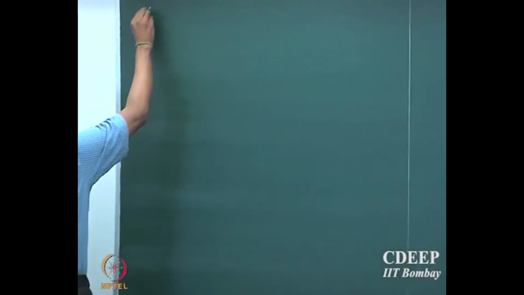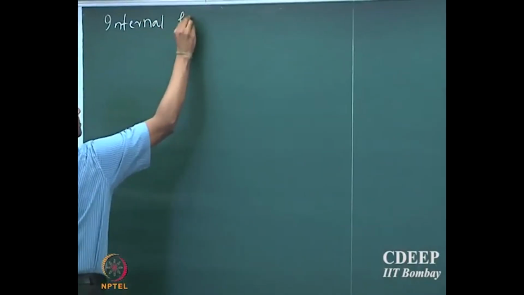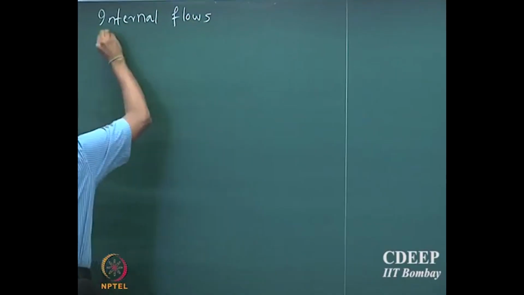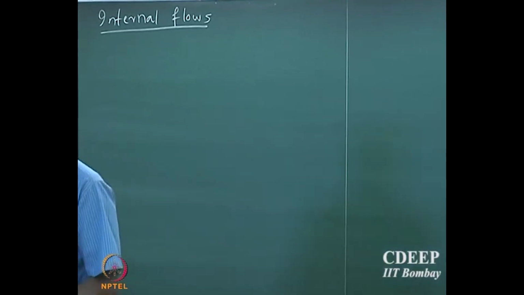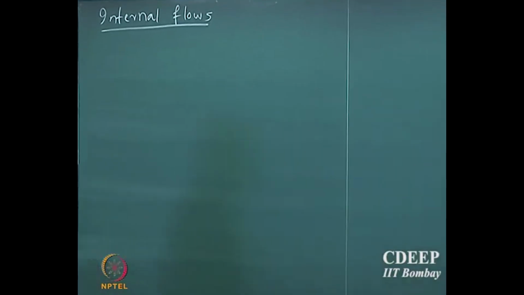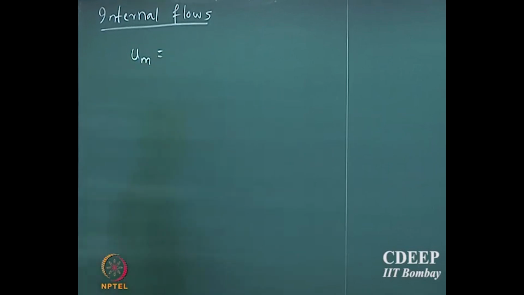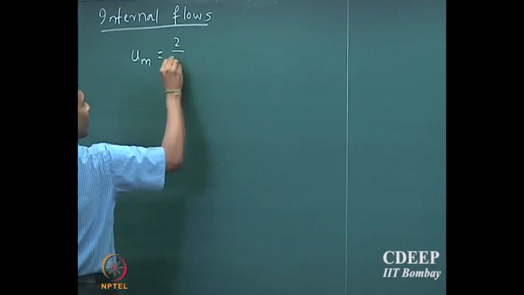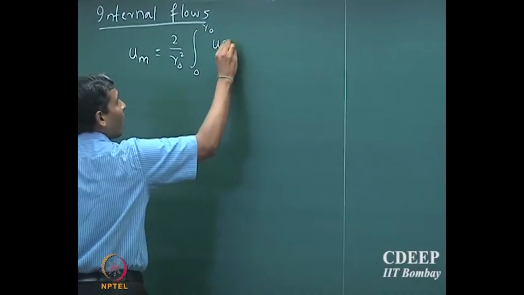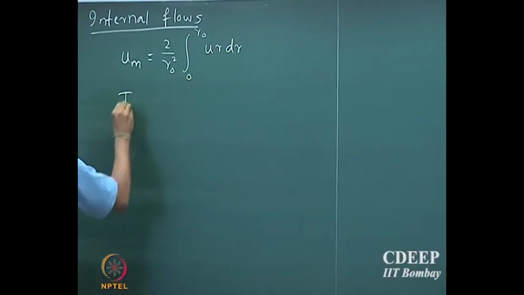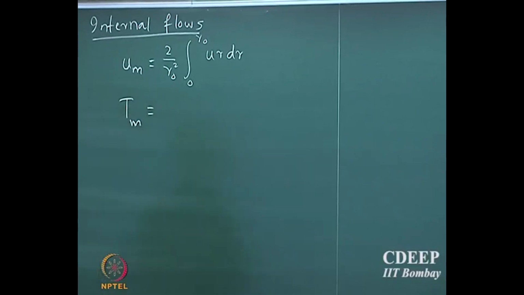We've been looking at internal flows. Okay. So we observed that there is no reference velocity and there is no reference temperature. So we define the mean velocity, which is given by 2 by r naught square integral 0 to r naught u r dr. And similarly, we defined a cup mixing temperature, which is, does anyone remember?